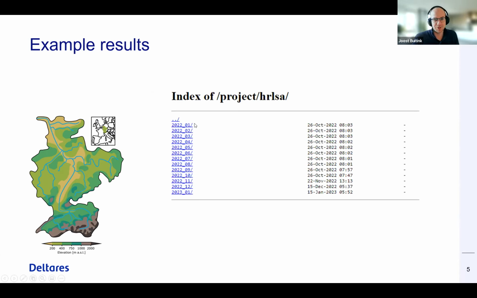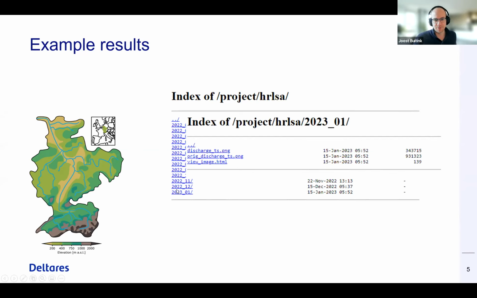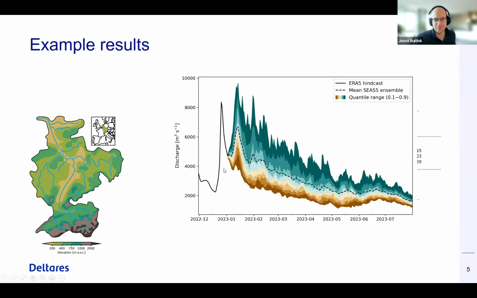This is a screenshot of the HTML page where we show all the results. And you see we produce a folder for every month. So every month there is new forecasting data available. And within this folder, we have the results from the model run, actually just figures from the model run. So here I look into the most recent one. This was triggered last month. And then if you click on the figure, you get a result like this.